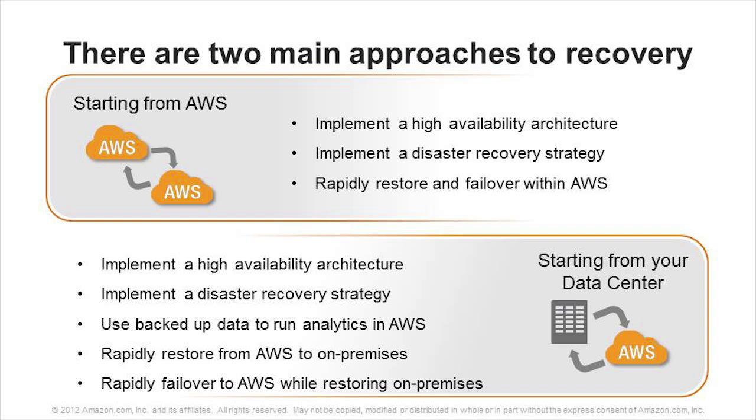When you're running fully in the cloud, you have the ability to rapidly restore and even completely fail over fully inside of AWS. This could be inside of a single region, or in the more advanced case, you might even start thinking about, do I want to actually build applications that are able to fail from a single region to a different region?